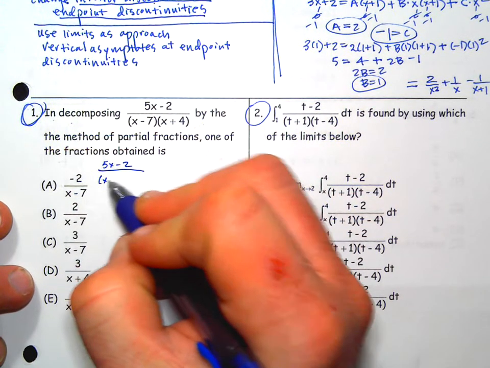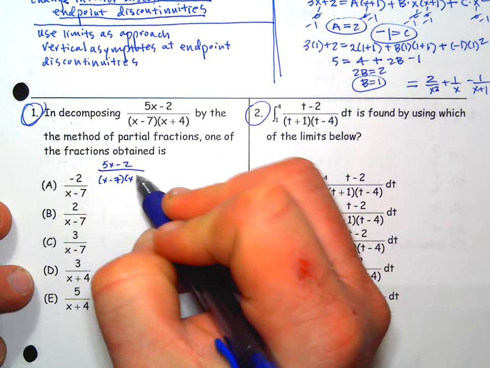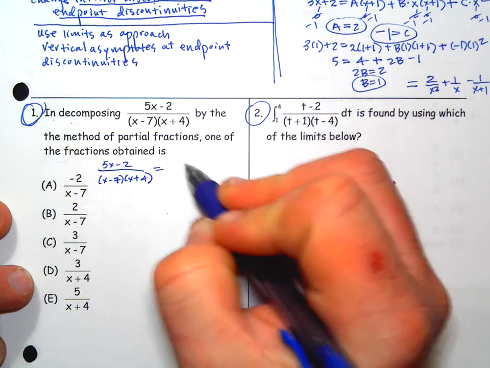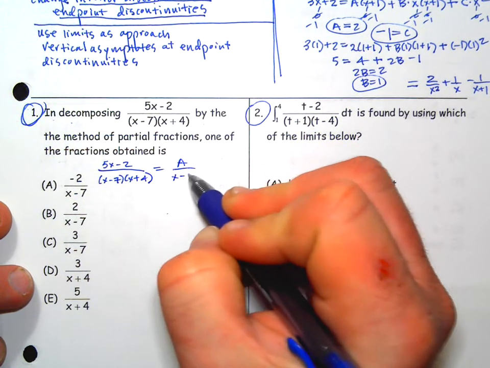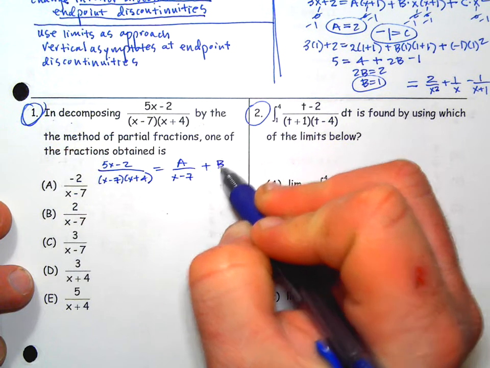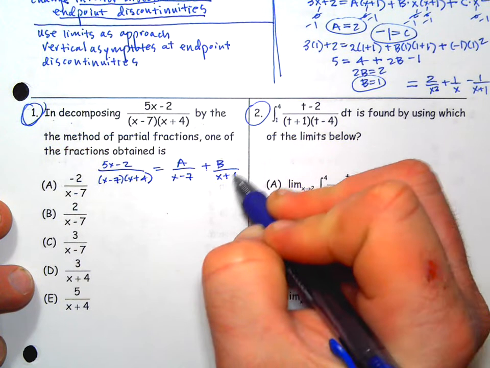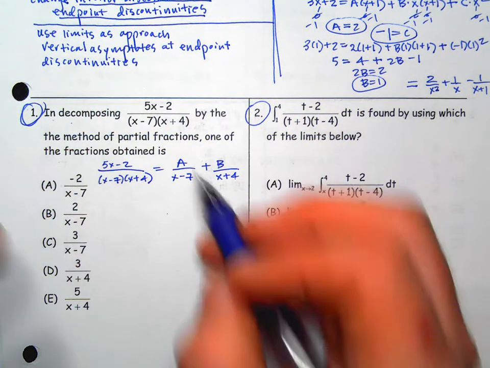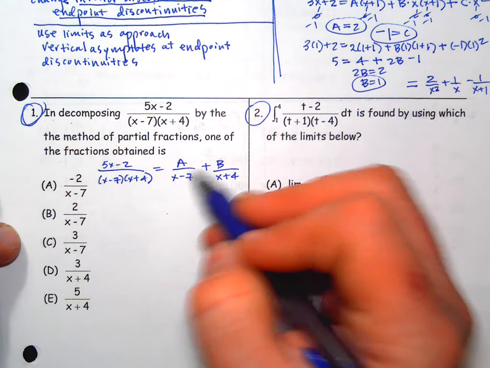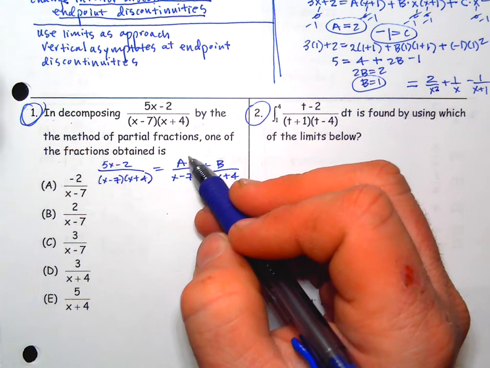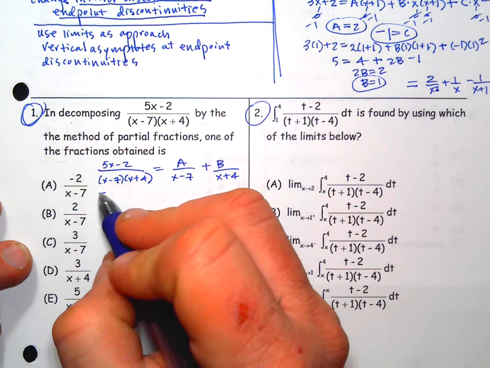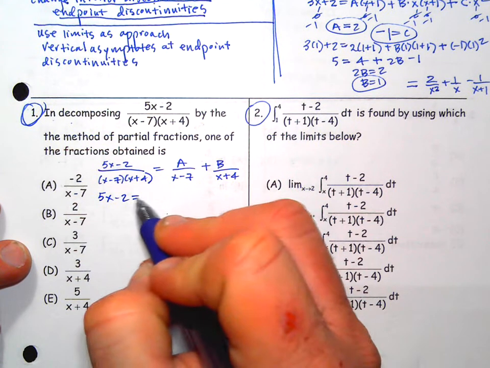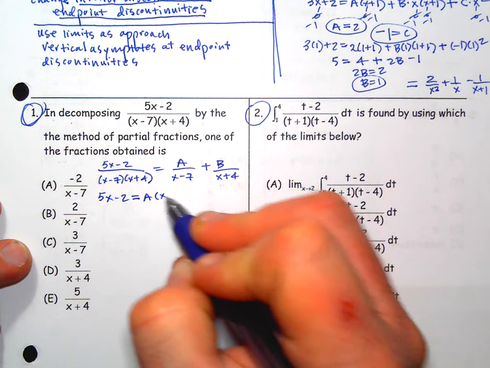This one's already factored. So we're going to write equals a over x minus 7 plus b over x plus 4. Now, it really doesn't matter which one you put the a or the b over. You'll get the right answers. You'll get the same number that goes with x minus 7, no matter what letter you put there. We're going to multiply through by the least common denominator to get rid of all the fractions.